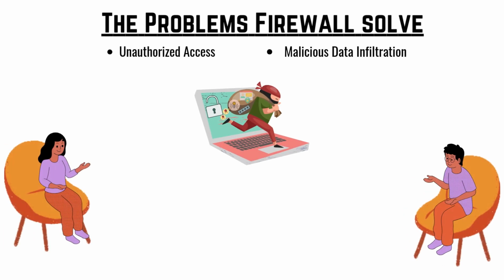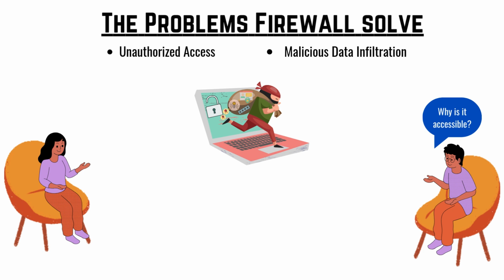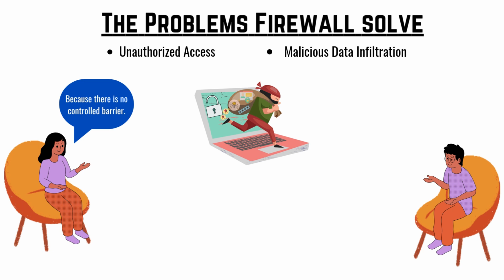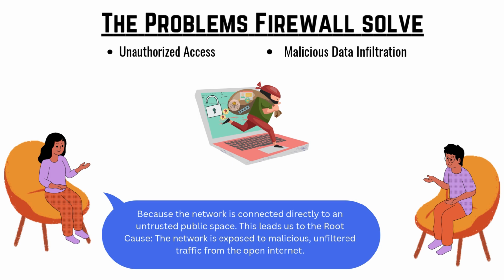The problem a firewall solves is fundamental: unauthorized access and malicious data infiltration. To truly understand the root of this, we can use the 5 whys technique. Consider this: sensitive data is being stolen. Because the data is accessible. Why is it accessible? Because unauthorized traffic is getting into the network. Why is that traffic getting in? Because there is no controlled barrier. Why is there no barrier? Because the network is connected directly to an untrusted public space. This leads us to the root cause. The network is exposed to malicious, unfiltered traffic from the open internet.